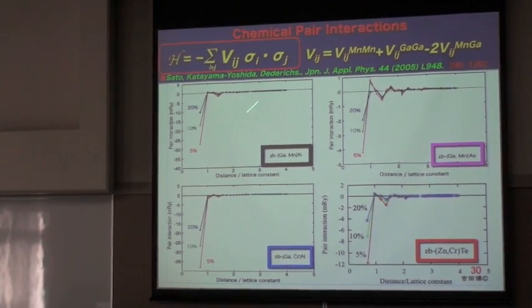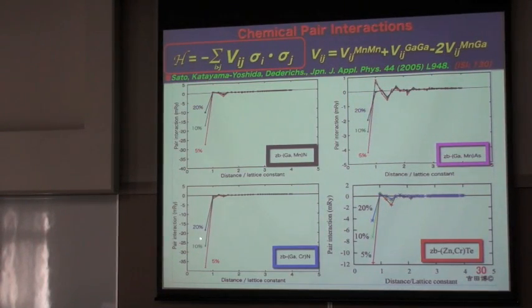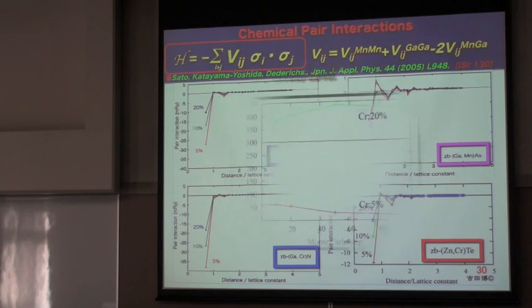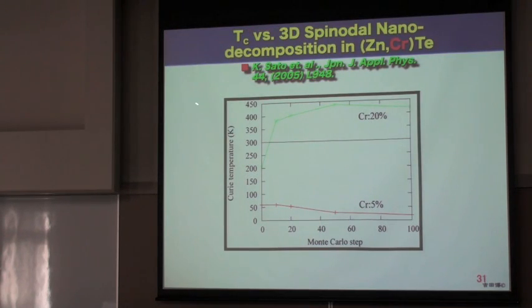Then you can see the calculated result. This is negative, a very attractive interaction, and very short range, like this. Then during the diffusion, if manganese meets manganese, they cannot separate. We call it fatal attraction. Then we can map onto the Ising model, and simulate the crystal growth and also spinodal nanodecomposition in this case. In all cases, there is a very short-range, very attractive interaction. So, for example, this is a three-dimensional diffusion. We can see the clustering.